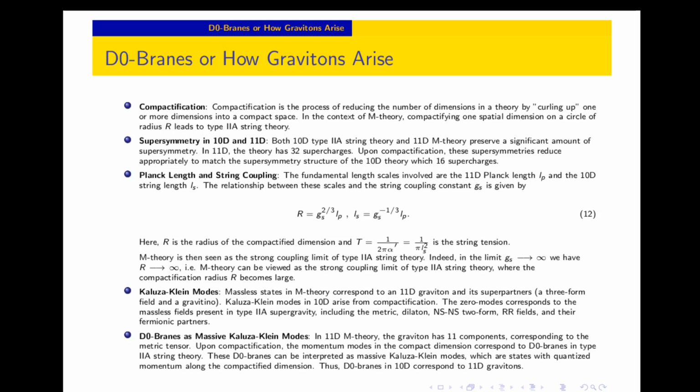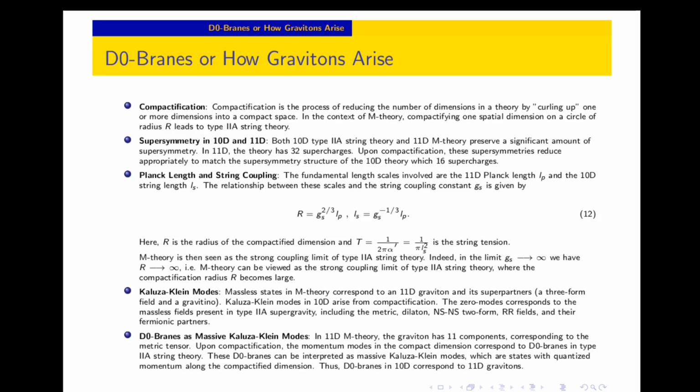Let's explore how D0 branes lead to the emergence of gravitons in the context of the BFSS matrix model. We start with compactification. Compactification is the process of reducing the number of dimensions in a theory by curling up one or more dimensions into a compact space. In M-theory, compactifying one spatial dimension on a circle of radius r results in type 2A string theory.